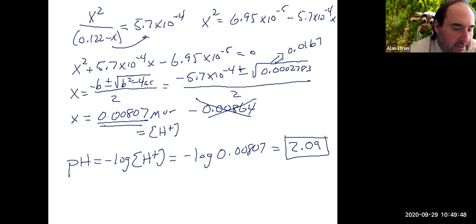Question on any of those steps, where any numbers came from, why we did any of the numbers? Any questions on that?